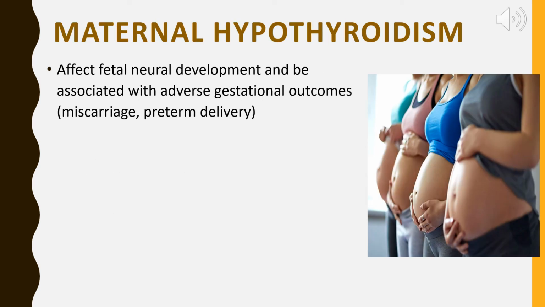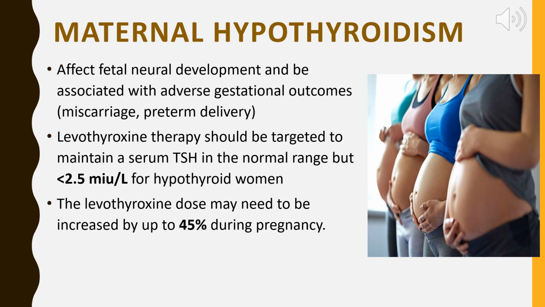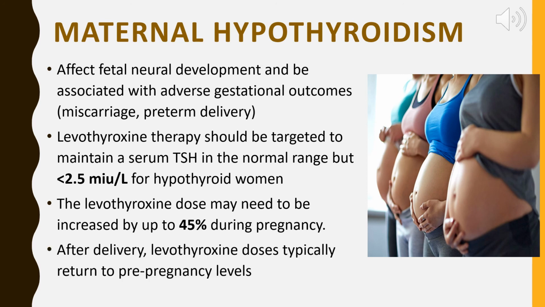Hypothyroidism in a pregnant woman is very important. It can affect fetal neural development and be associated with adverse gestational outcomes such as miscarriage and preterm delivery. Levothyroxine therapy should be targeted to maintain a serum TSH in the normal range but less than 2.5 for hypothyroid women. The levothyroxine doses may need to be increased by up to 45% during pregnancy. After delivery, the levothyroxine doses typically return to pre-pregnancy levels.